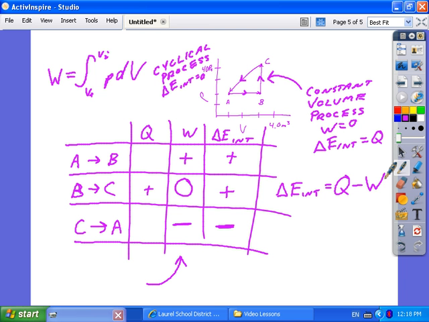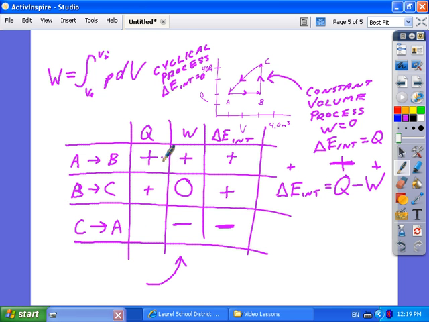Alright, so I've got 2 out of the 3, so I might be able to figure out what the third one is going to be based upon that. So if I've got some positive value over here and some positive value over here, because my delta E internal and my W are both positive, in order for this to come out to be a positive value, that means that my Q has to be a pretty big positive value, because I have to take a positive value minus a positive value and still get a positive value. So that means that my Q here has to be positive. It's the only way I can get it to work out.